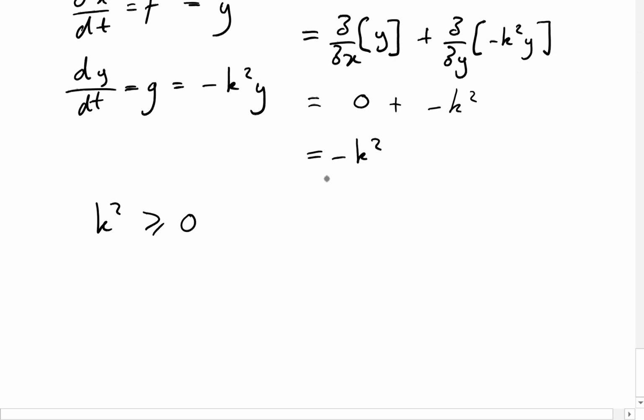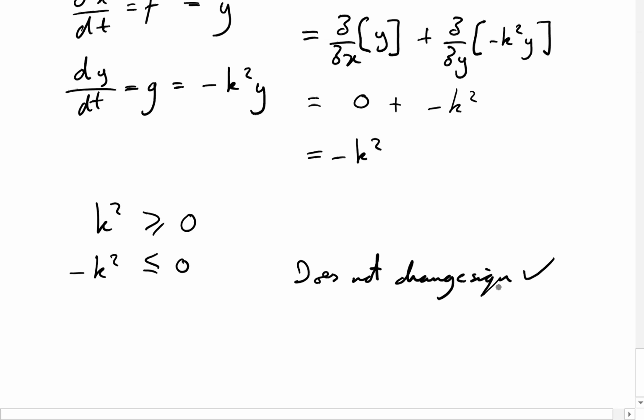But then look, you've got the minus. So that implies that minus k squared, so you've got a positive number or a number which is equal to 0, and then you negate it. So therefore, that's always going to be less than or equal to 0. Yeah? Less than or equal to 0. So it doesn't change sign. That first condition is met.